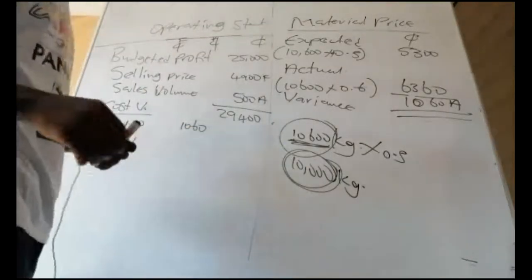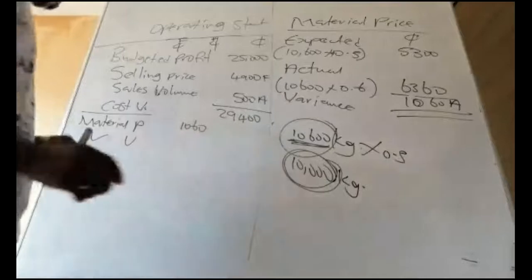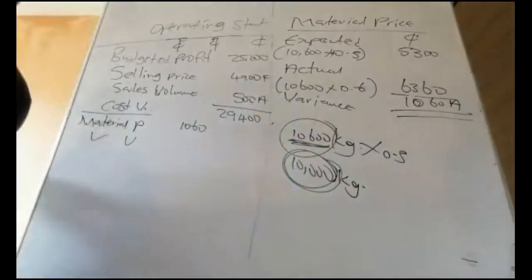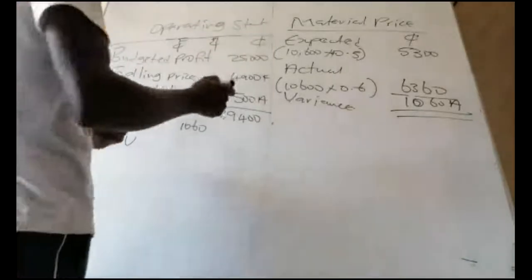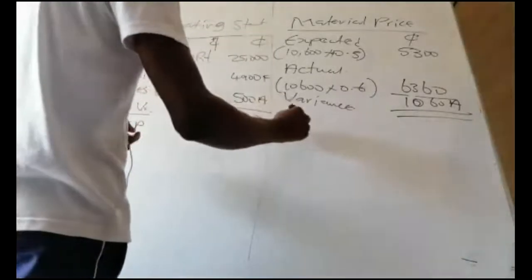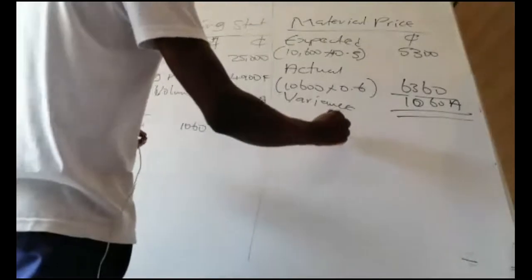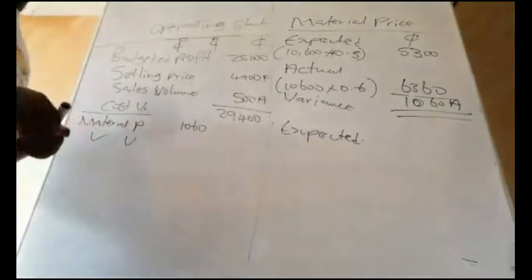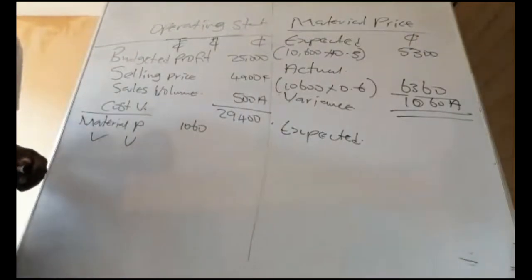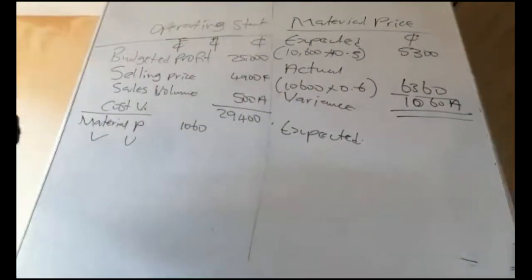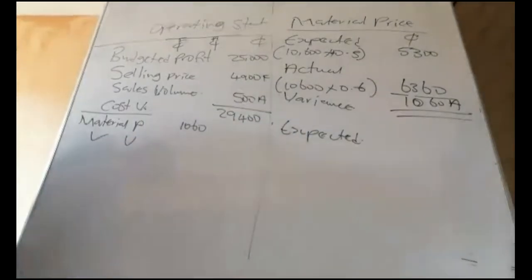Now usage. Usage has to do with the quantities. So the material usage variance will be the expected quantity or the budgeted quantity. What we do is we go to the question and pick per the standard. If you want to produce 1 unit of the product, how much quantity do you have to use per the standard? So let's go and pick it up.